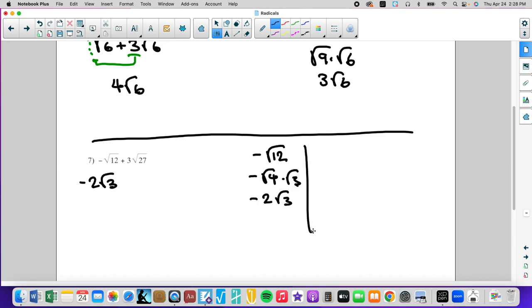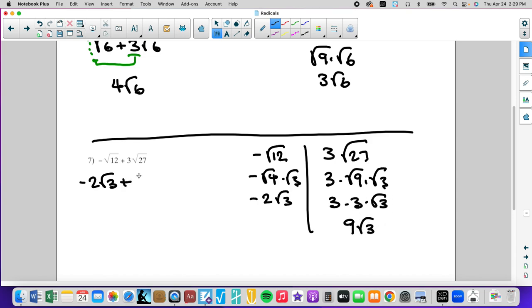And now I'm going to simplify 3 rad 27. I'm going to make that rad 9 rad 3. Rad 9 is a perfect square. And I'm going to keep the outside stuff with the outside stuff and the inside stuff with the inside. So this is plus 9 rad 3. Now, these are like terms. They have the same radical, so I'm going to combine their coefficients. Negative 2 and 9 makes 7 rad 3.